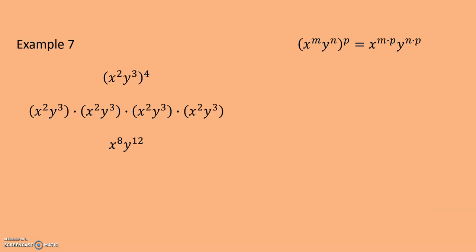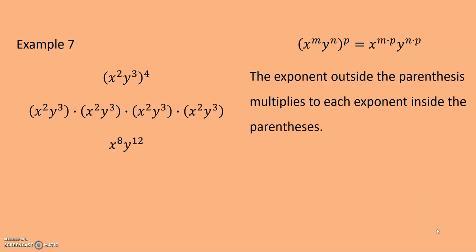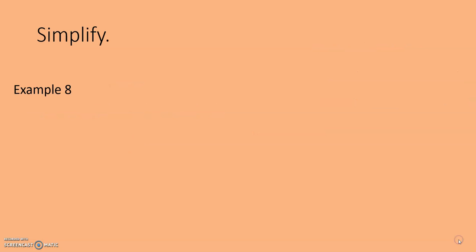X to the m times y to the n to the p power equals x to the m times p, y to the n times p. The exponent outside the parentheses multiplies to each exponent inside the parentheses. X to the fourth y to the third squared is x to the fourth y to the third times x to the fourth y to the third, which is x to the eighth y to the sixth.